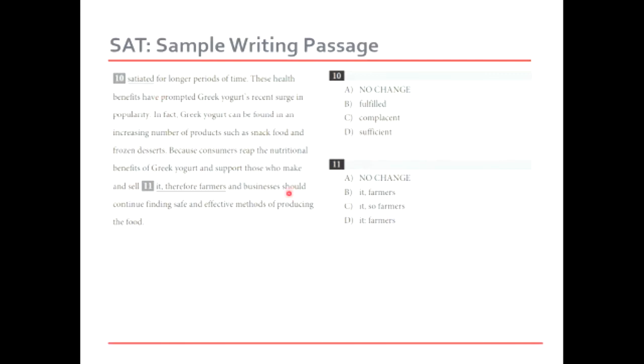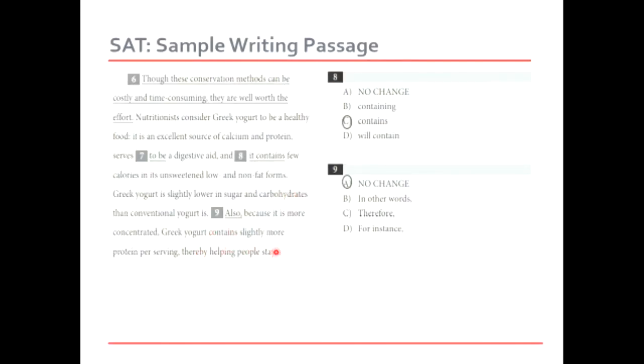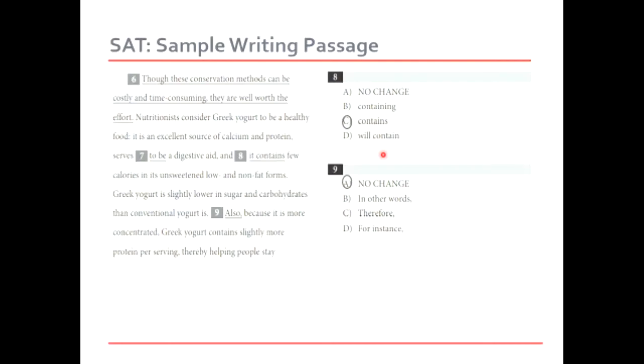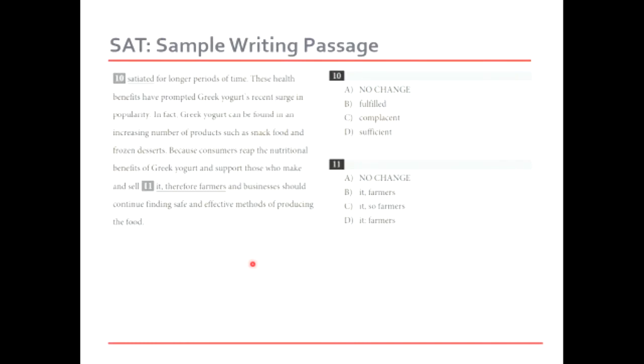All right. Now the next sentence. Let me read this previous sentence. Greek yogurt contains slightly more protein per serving, thereby helping people stay satiated for long periods of time. Satiated, if you don't know the word's meaning, just look at the options first. A, no change. B, fulfilled. C, complacent. And D, sufficient. If you look at this word satiated, it is used for the people: thereby helping people stay satiated for long periods of time. Thereby helping people stay fulfilled for long periods of time.